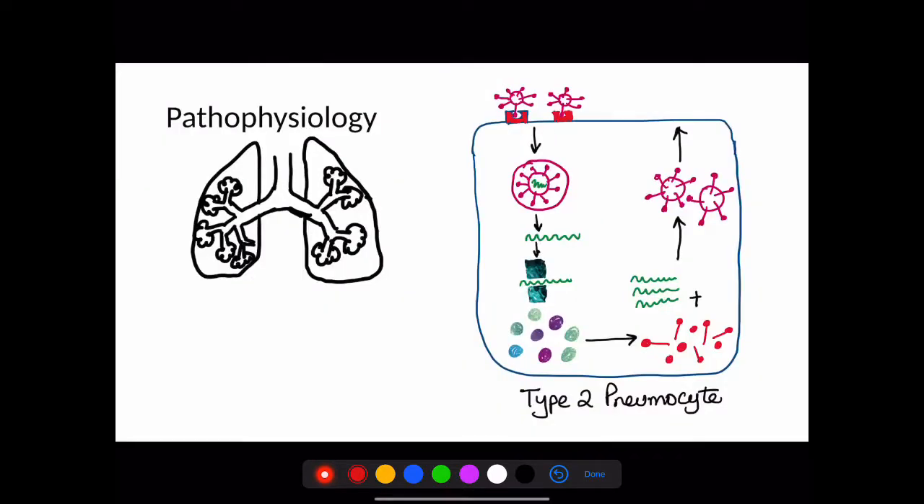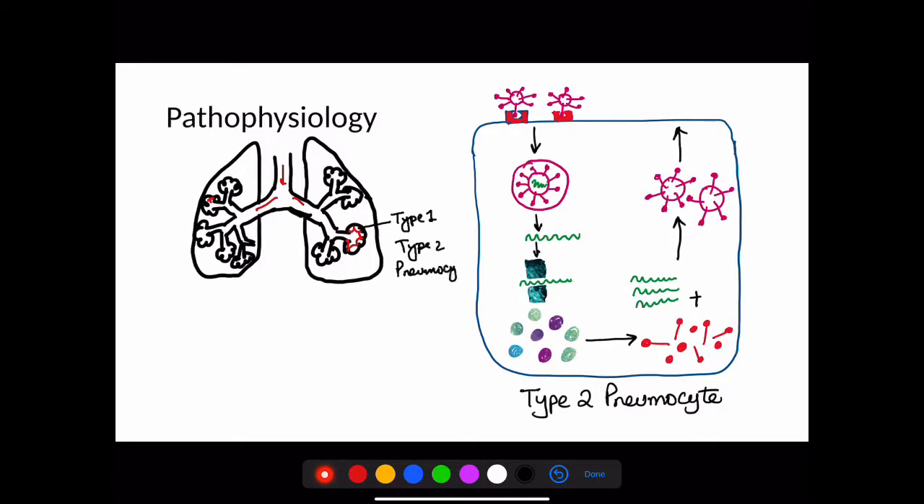Moving on, we will talk about the pathophysiology of the coronavirus. Now, if you look at this diagram, this is the human lungs, this is the trachea and the two main bronchi, and they then branch down finally into terminal bronchioles and then the alveoli. Now, the alveoli over here are lined by two different types of cells. They are known as type 1 and type 2 pneumocytes.